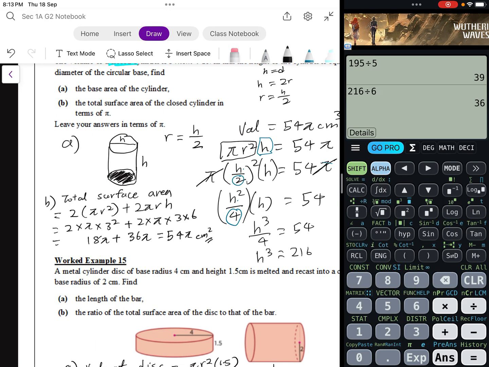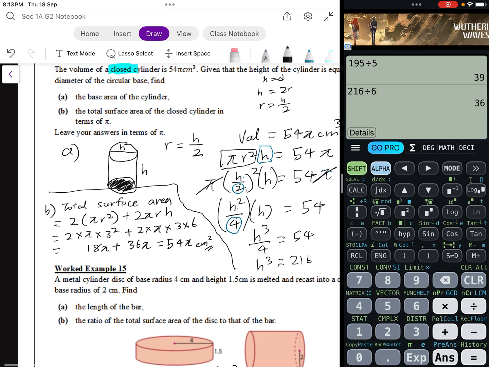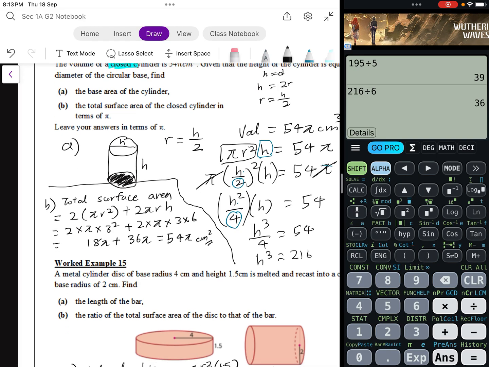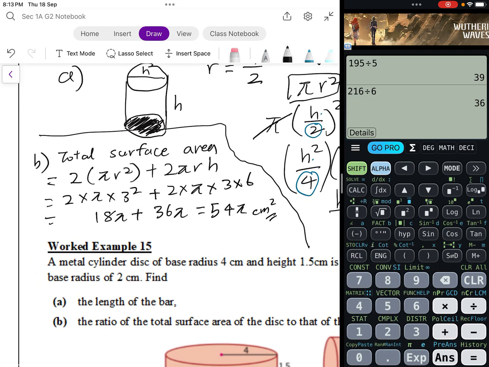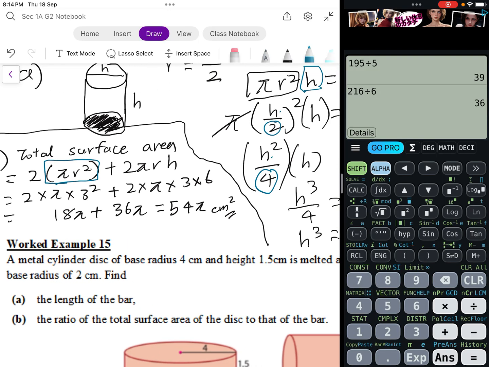Part B is here. So let me draw a line to separate the two. Now they want you to find the total surface area of the closed cylinder in terms of pi. It's the same as the previous one. We know that there are two circles that we need to find, so pi r squared times 2. Then we need to find the curved surface, which is 2 pi r times h.